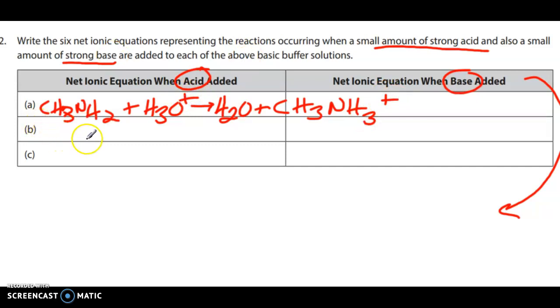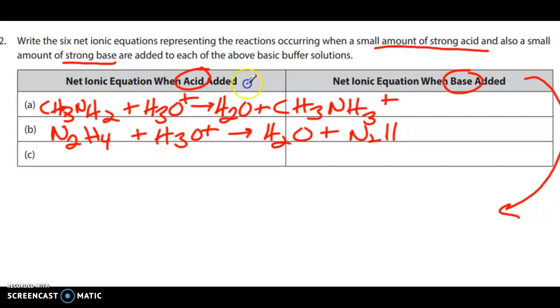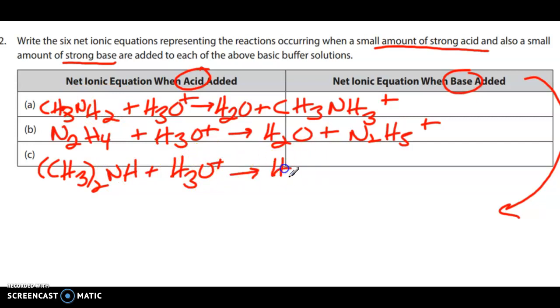For the second one, we have N2H4 plus hydronium, which gives us water and our conjugate acid. And again, here we'll have our third one, (CH3)2NH plus hydronium, making H2O and our conjugate acid, (CH3)2NH2 plus.